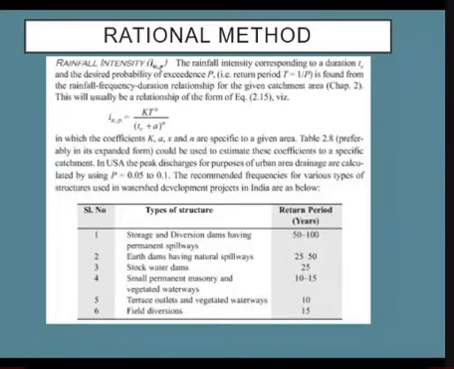In the USA, the peak discharges for purposes of urban area drainage are calculated by using P equals 0.05 to 0.1. The recommended frequencies for various types of structures used in watershed development projects in India are as below. Serial number 1. Type of structure: storage and diversion dams having permanent spillways. Return period 50 to 100 years.